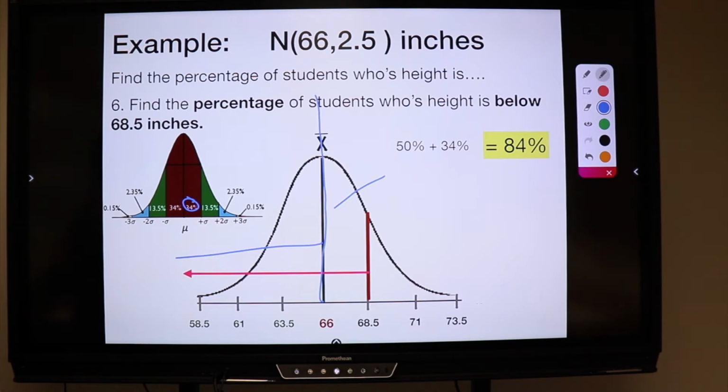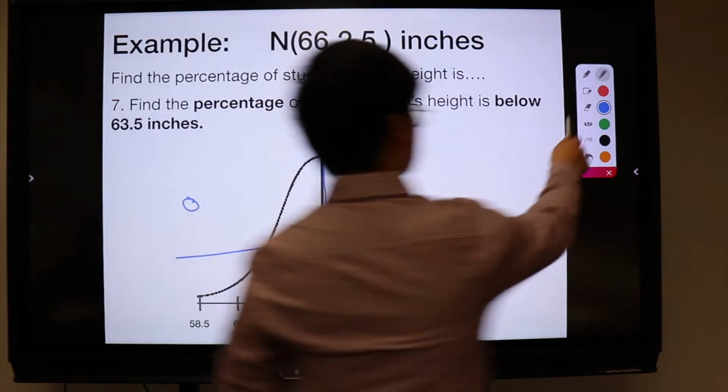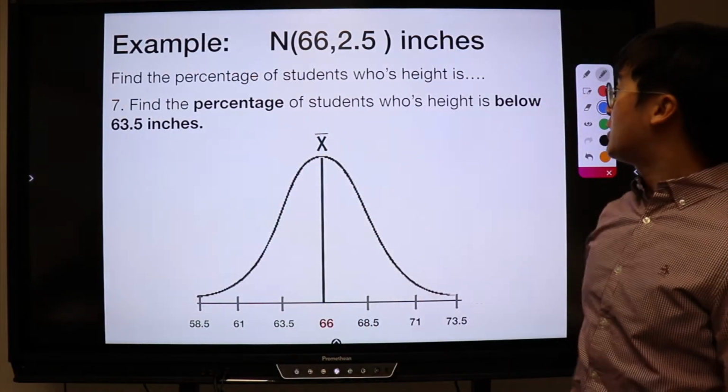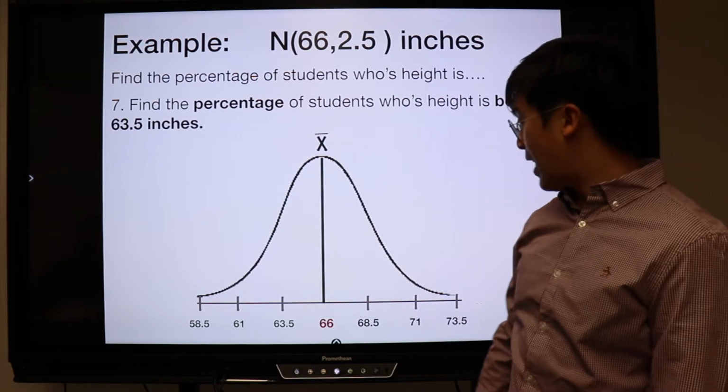Right. I finally got one part right. Let's have another one. So about 84% of the students in BCC is below 68.5. What about this one? Here's the hard one. Find the percentage of students whose height is below 63.5 inches.